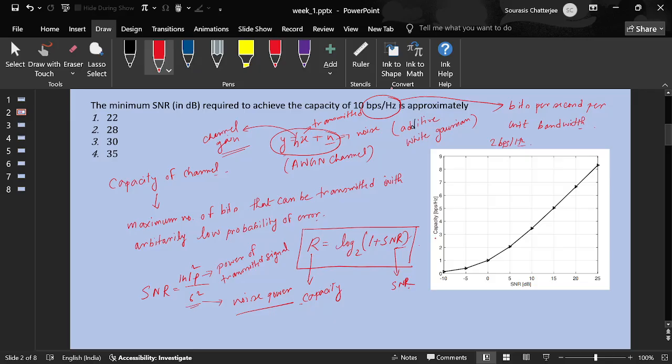So this is the capacity versus SNR curve that is given in the lecture also. I guess we are pretty much equipped to answer this question. This discussion was anyway not required, we can answer straightforward from the graph, but I am just trying to put it in a more intuitive manner. So what is exactly happening? It's about the minimum SNR required to achieve the capacity of 10 bps per hertz. Which answer is going to be correct according to you?